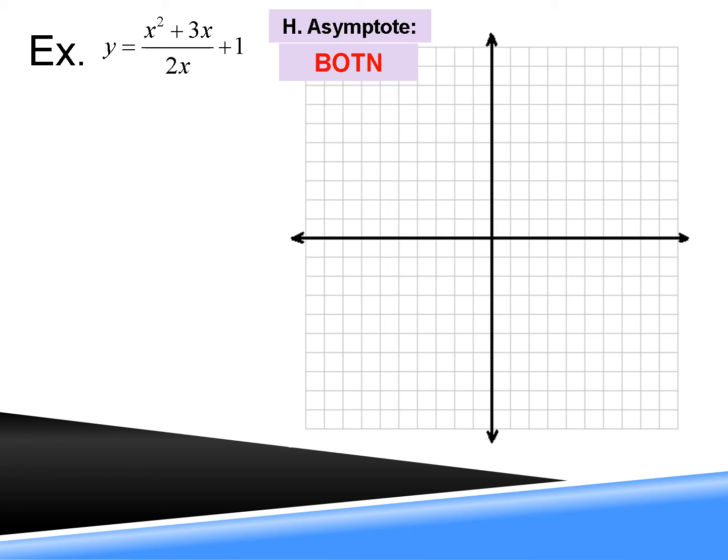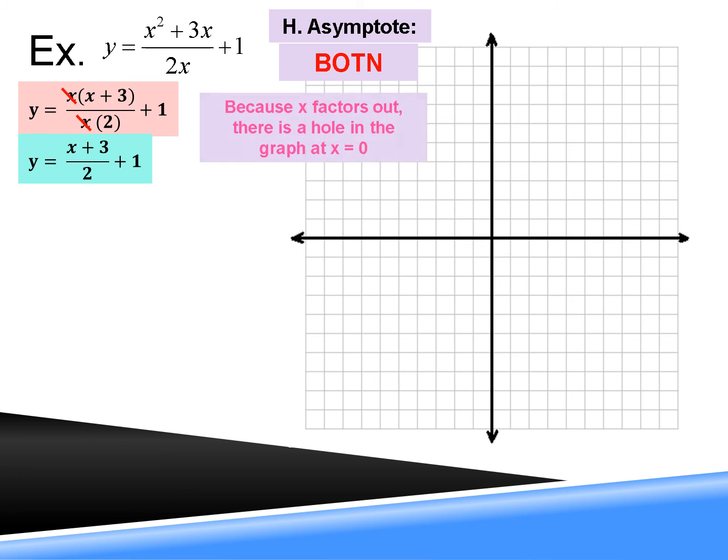Now we're going to check for a hole. So I need to see if I can simplify that fraction. So that means I have to factor. Well, look at my top two terms. I have x squared and 3x. I can factor out an x. And all I did on the bottom is, instead of writing 2x, I wrote x times 2 so that you could see that my x's are going to cancel out. So my simplified function is x plus 3 over 2 plus 1.